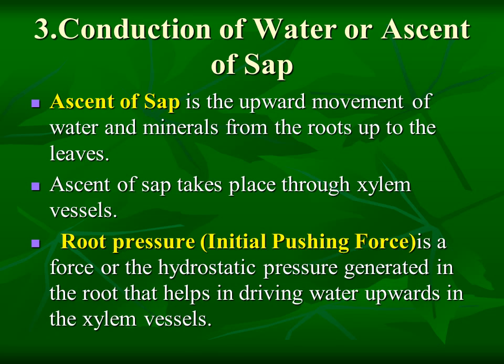Now, here you have to learn the term ascent of sap. Sap here means a dilute solution of minerals which contains both minerals and water. Okay. So, this is transported upwards from the root to the leaves. So, what is ascent of sap? It is the upward movement of water and minerals from the roots to the leaves. And which vascular tissue helps in ascent of sap? It's xylem vessels. Okay.